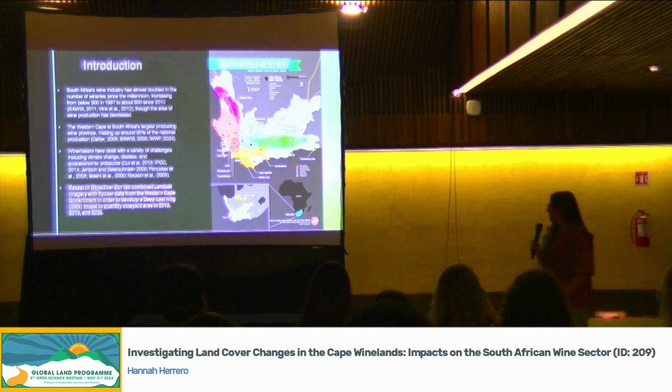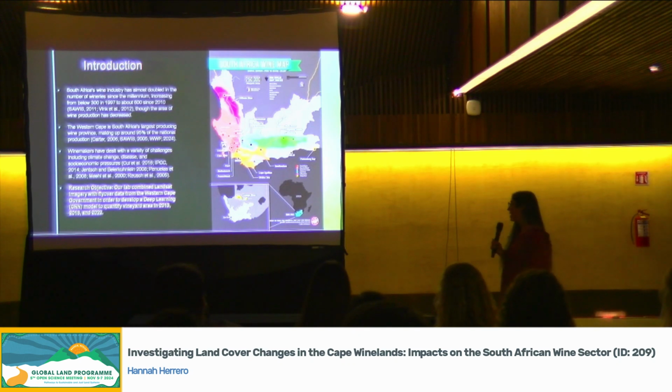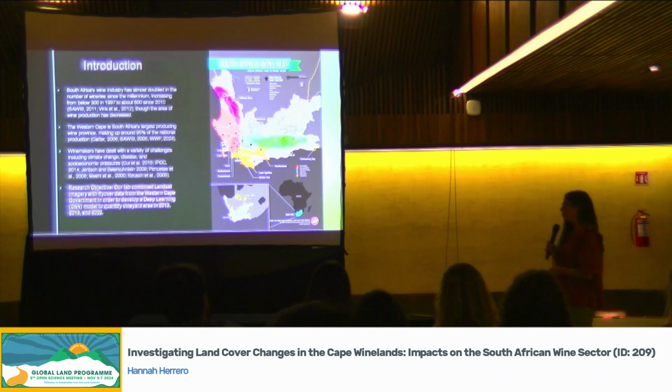So our research objective here is to use Landsat data with deep learning, a convolutional neural network, to model vineyard area in 2013, 2018, and 2022. The reason that those dates were chosen was because we had access to government data that is flyover at a field level that maps every single crop in the Western Cape region.